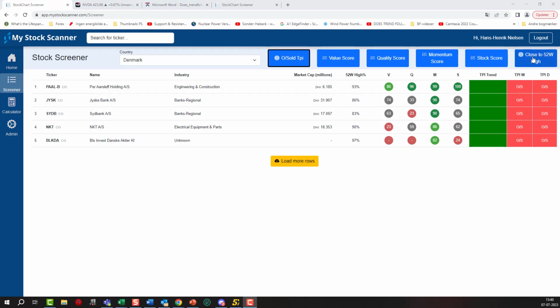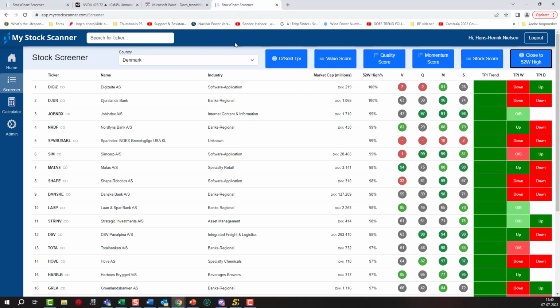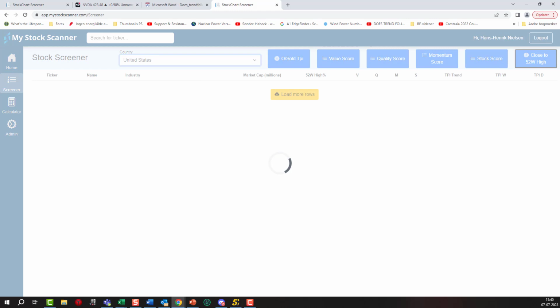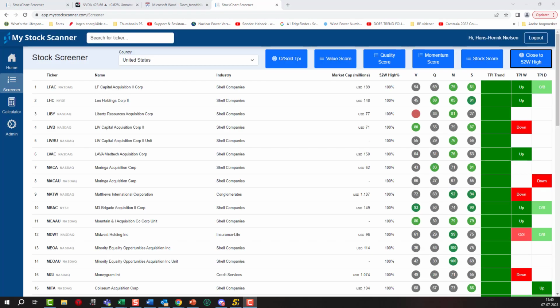And here we can just press this one, close to, meaning that it is closing up against its 52 weeks high. And we can see when, for instance, it is at a 93, it is getting closer to its 52 weeks high. But if we're looking at, for instance, United States here, we can see that there are a number of stocks that are at 100%. When they are at 100%, it means they are at their 52 weeks high as of the close yesterday.